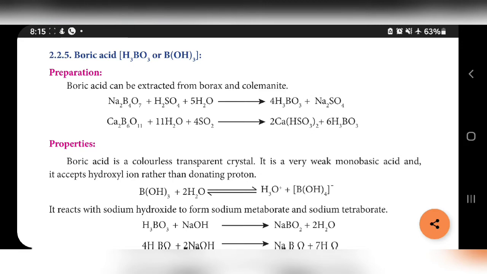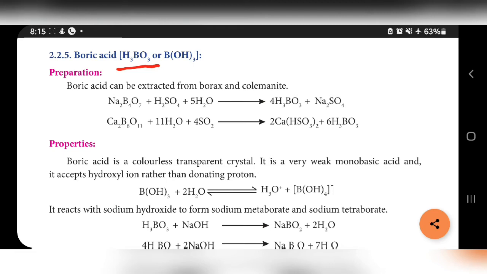In second lesson, p-block elements 1. Today we are going to learn about boric acid. The formula of boric acid is H3BO3. This is the formula of boric acid.